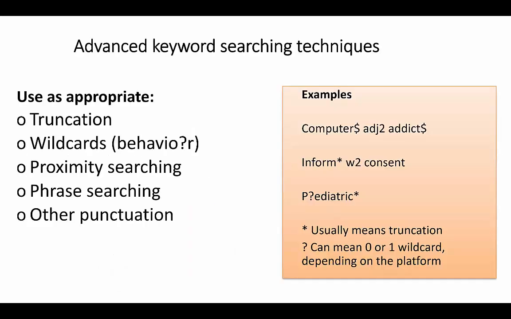This is your chance to use all of those advanced keyword techniques. And depending on the platform, these may differ. So some terms you may want to do truncation on. Sometimes you have different spellings, British spellings, for example. And proximity searching, I find to be really useful for some topics. In my example here, I put in computer addiction or informed consent. And sometimes you have different words in between those, or sometimes they can be in different orders.